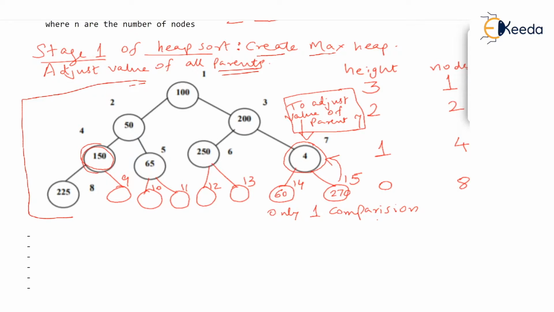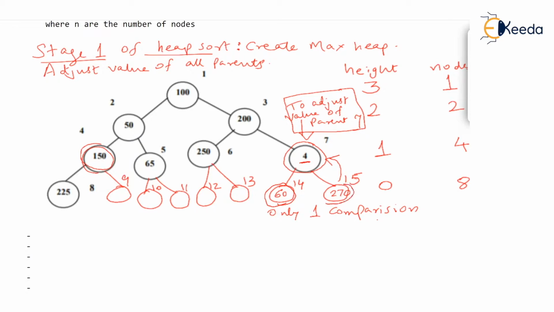The last parent in this particular tree shown is located at the 7th node, as I am marking here. After the 7th node, all the nodes like 8, 9, 10, 11, all these nodes are leaf nodes. So the last parent is situated at the 7th node. And what we have to do is adjust the value of this parent. What do you mean by that? We want a max heap. That means the value of this parent, parent 7, which is right now 4, should be larger than both the children.